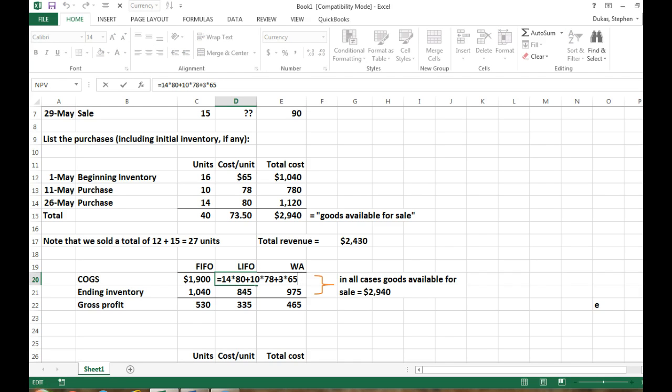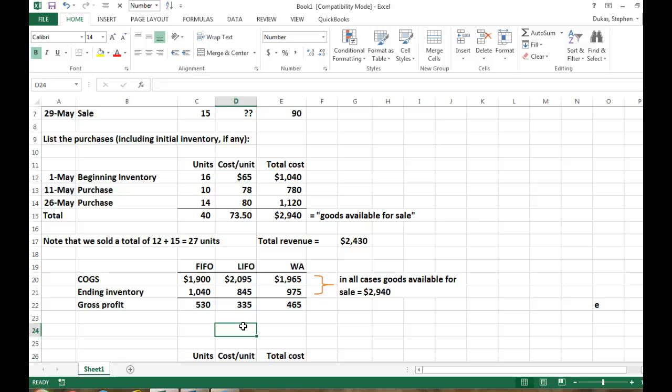So we've got 14 units at $80, plus 10 at $78, plus 3 at $65. So cost of goods sold under LIFO is $2,095. Using the same logic, ending inventory under LIFO is just the remaining 13 units from the very first purchase at $65, $845. Gross profit under LIFO is equal to our total revenue minus our cost of goods sold, and we get $335.